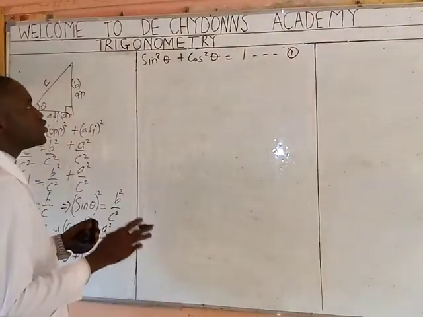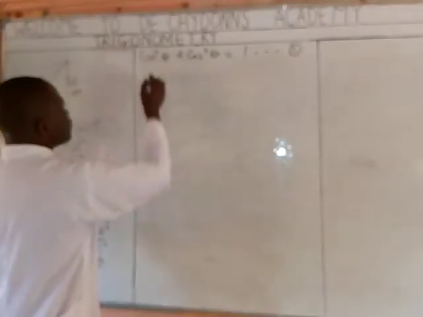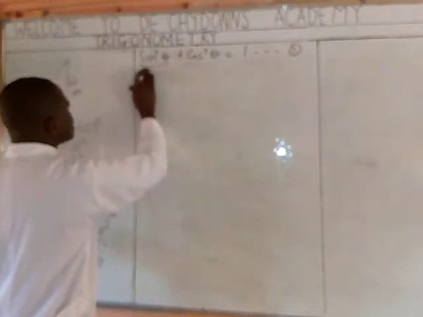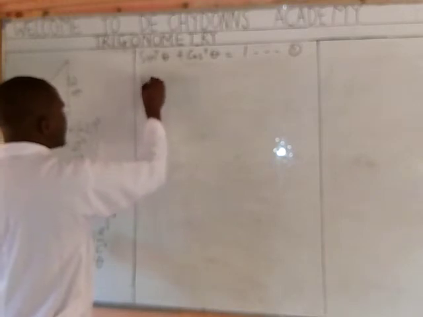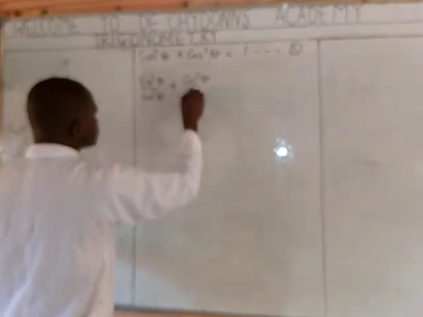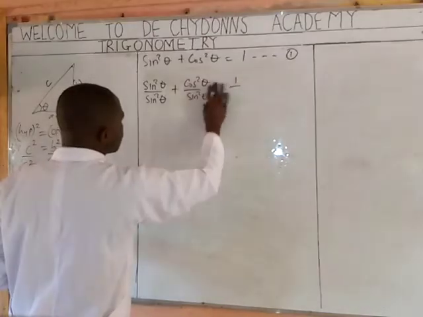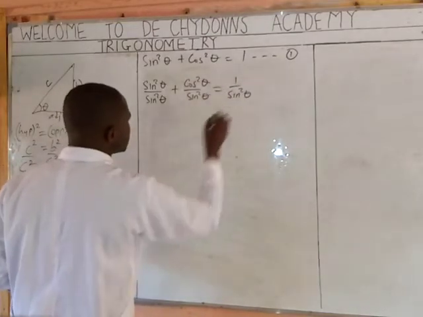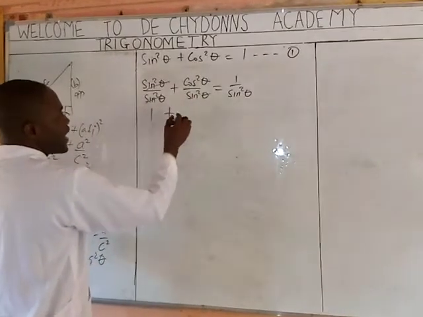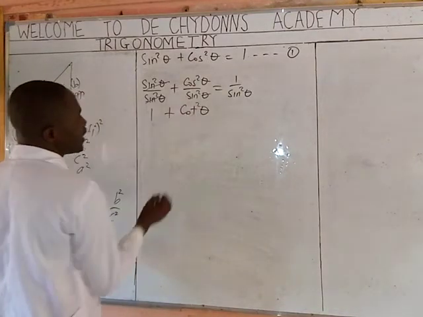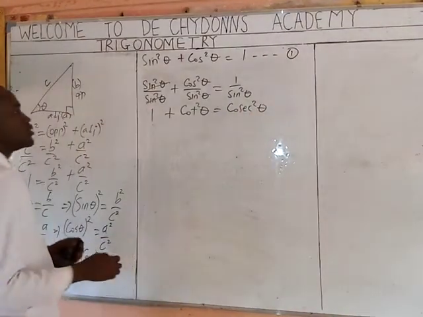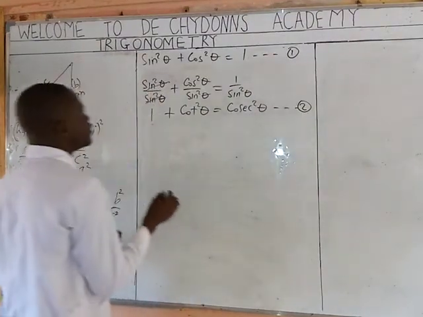Then another formula we need to know: if we divide everything by sine squared theta, we have sine squared theta over sine squared theta plus cos squared theta over sine squared theta equals 1 over sine squared theta. This gives 1 plus cotangent squared theta, since cos over sine is cotangent, equals cosec squared theta, since 1 over sine is cosec. So this is equation 2.